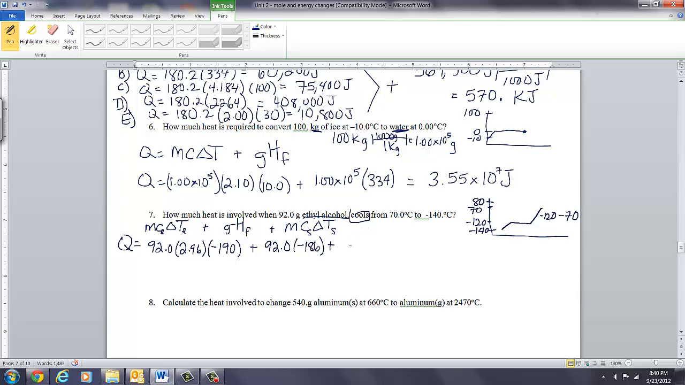Now we're going to just keep on cooling the solid. 92 grams. Specific heat for a solid is 1.9. Excuse me, specific heat for a solid is 2.2. Careful, make sure you grab the right numbers. And how far did it cool? 20 degrees. So you're being careful of the negative signs, you just plug that in. 92 times 2.46 times negative 190 plus 92 times negative 186 plus 92 times 2.2 times negative 20 equals.